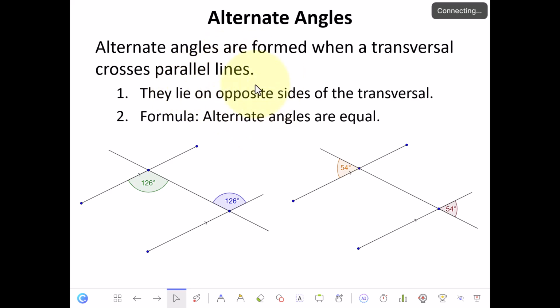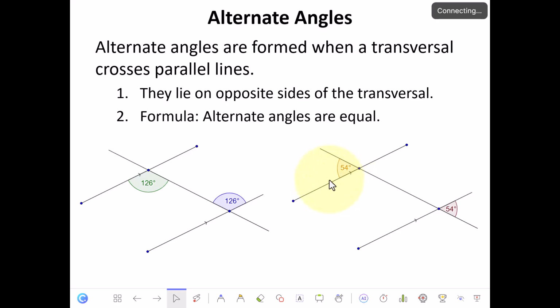This is the major difference between alternate and corresponding in the definition. They lie on the opposite sides of the transversal. So if you see, they are usually equal angles. The angles are equal, but they are in opposite directions. You see now, opposite sides. So take note of that.